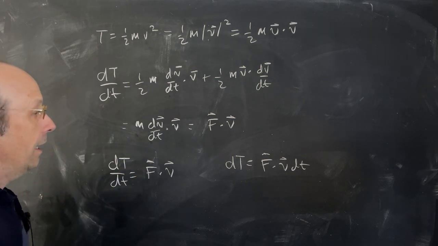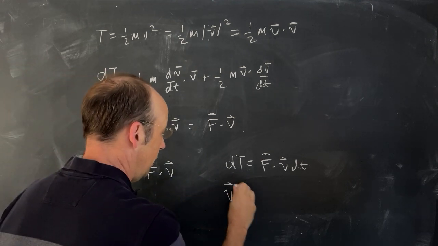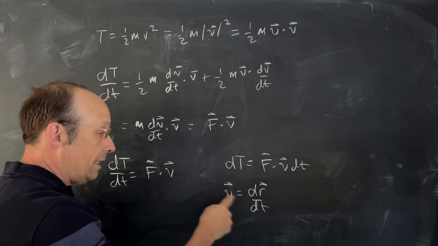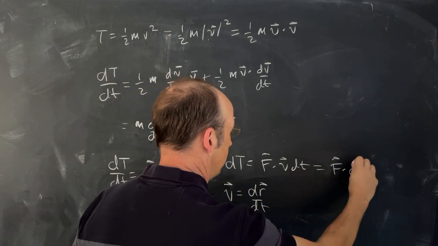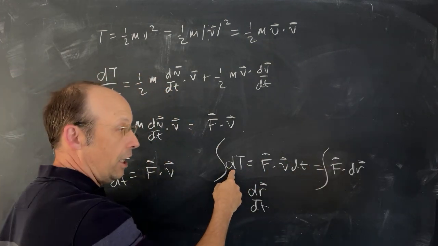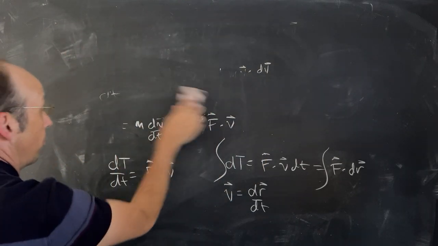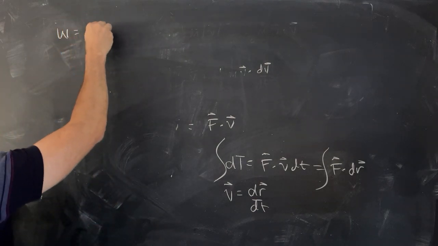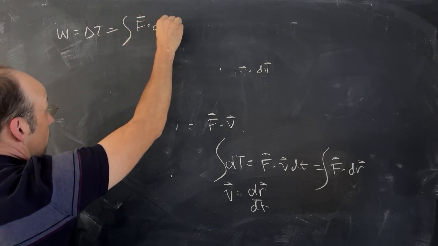Okay, that's fine. Now, velocity is defined as the change in position with respect to time, so v dt is dr. So this is going to be equal to F dot dr. And there we have it, right? Because now if I integrate both sides, I get over here the change in kinetic energy, and we call that the work. So this is the work energy principle. I'll write it up here because it's important. Work, the change in energy, is equal to the integral of F dot dr.